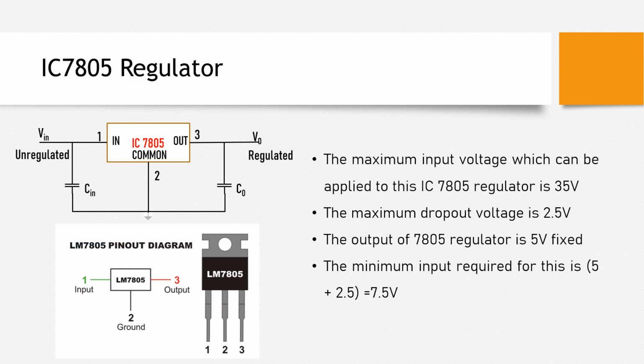If we want a negative fixed voltage regulator, then we have to use the IC 7905, that is the 79 series. 7905 is going to give a fixed minus 5 volt supply. So these ICs are used as fixed voltage regulators.